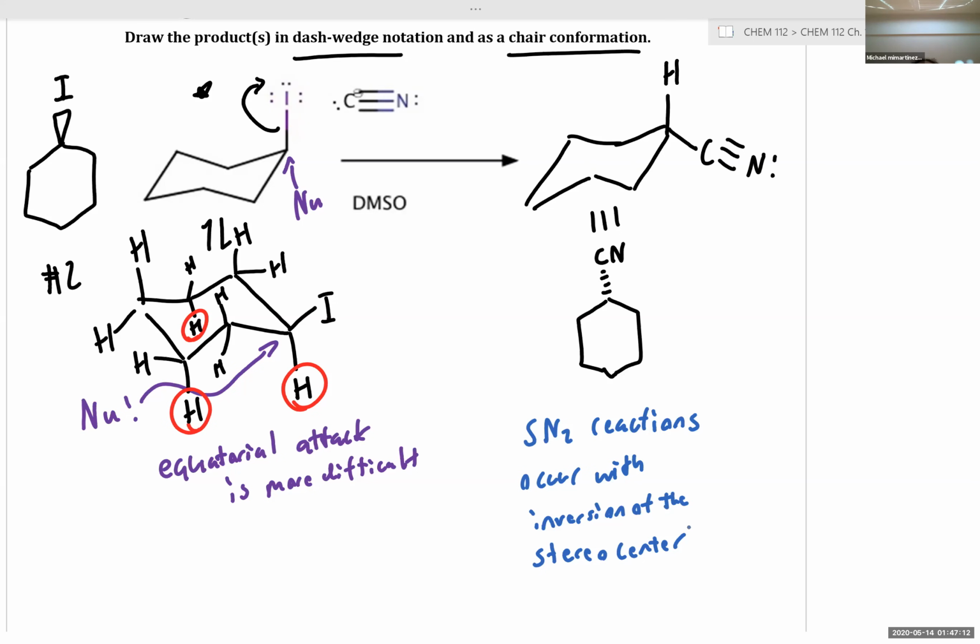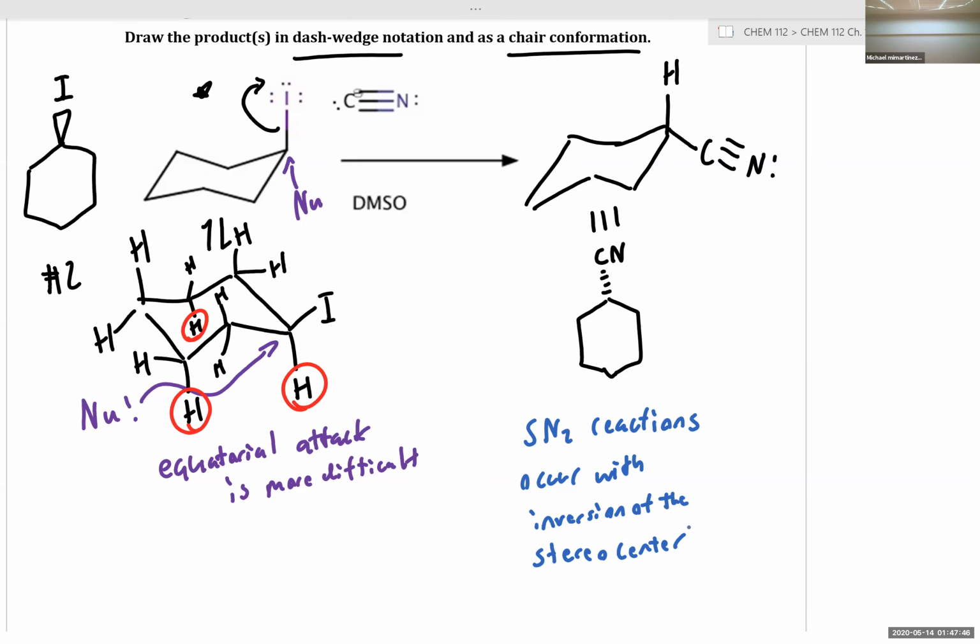And now our substituent ends up at the equatorial position, as we can clearly see. Is our newly installed nucleophile axial or equatorial? Equatorial, yep. We can clearly see an axial hydrogen in our equatorial substituent.